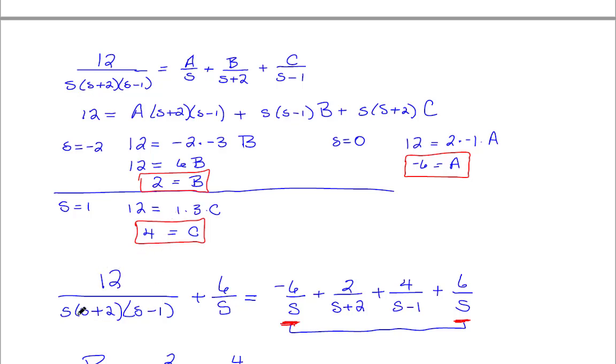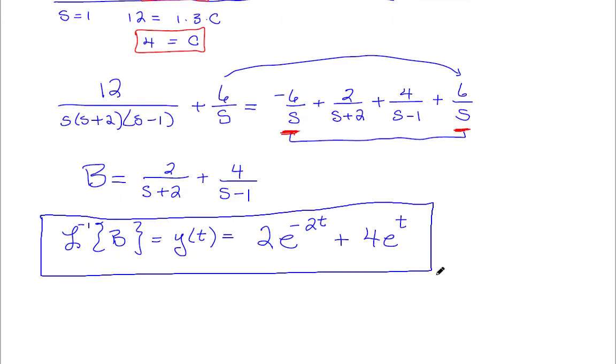And the first piece is writable as this sum. We still have this 6 over s on the end. And the good news is it cancels with my first term. And so I'm left with only those two pieces, which is now easy to find the inverse Laplace transform because I can clearly see it's e to the minus 2t and e to the t.